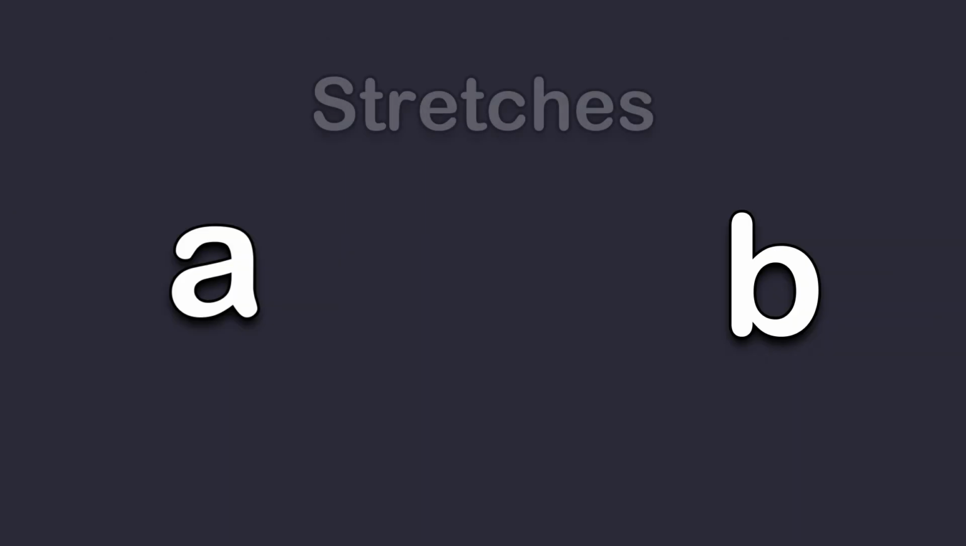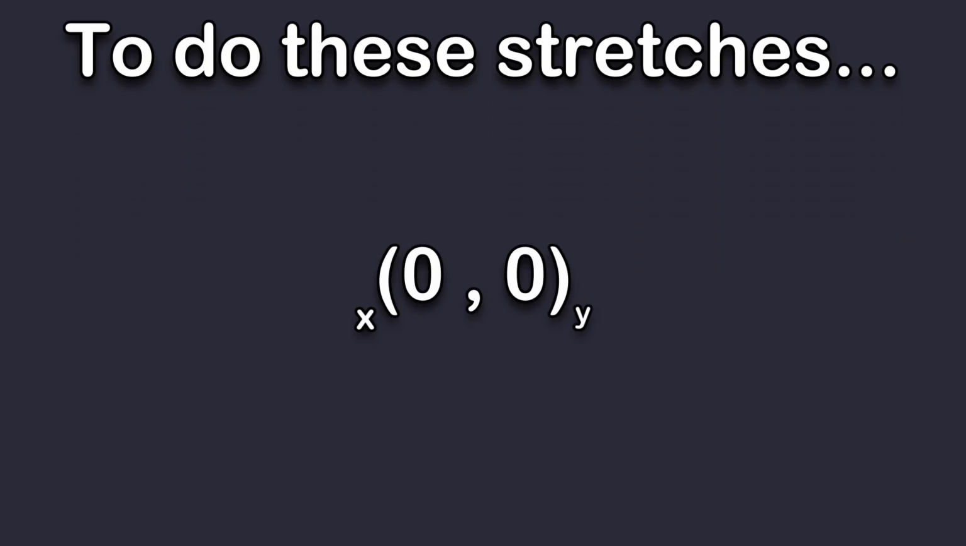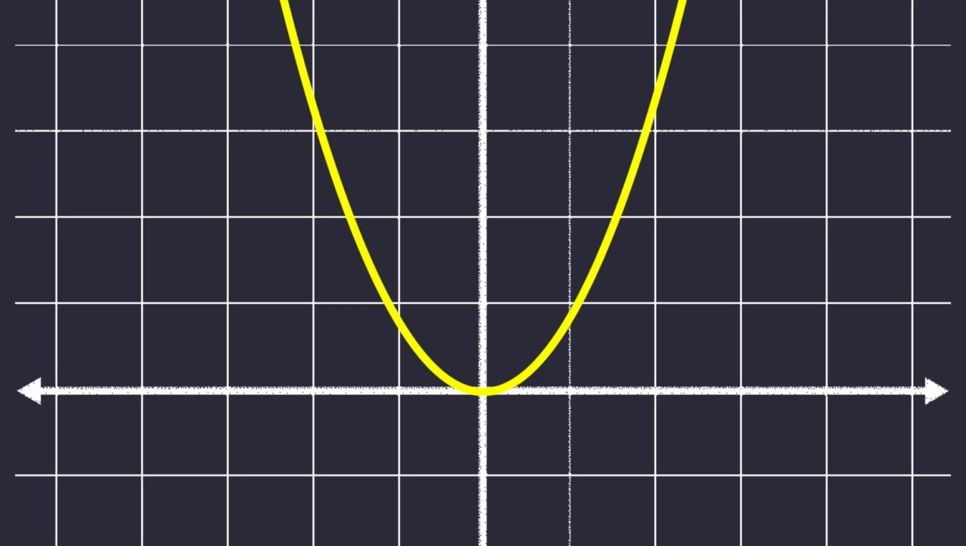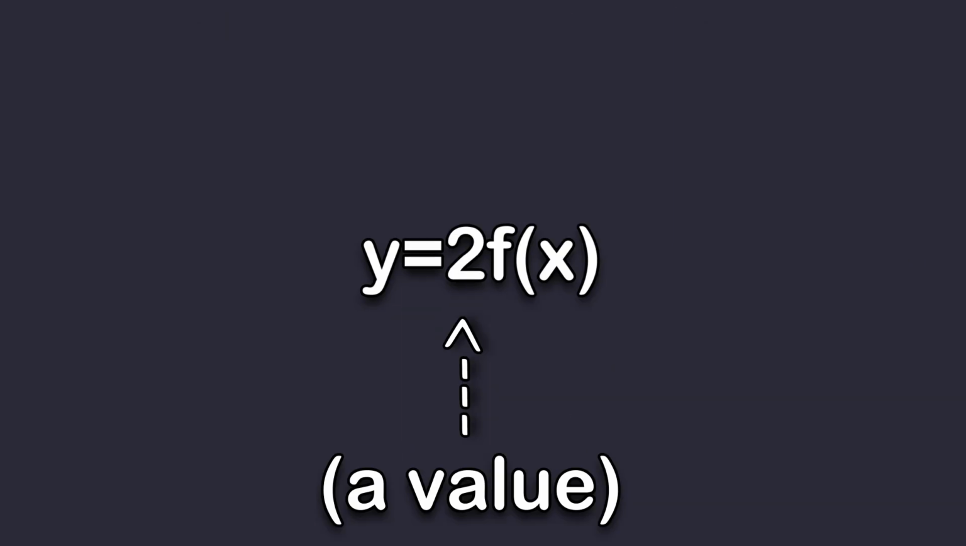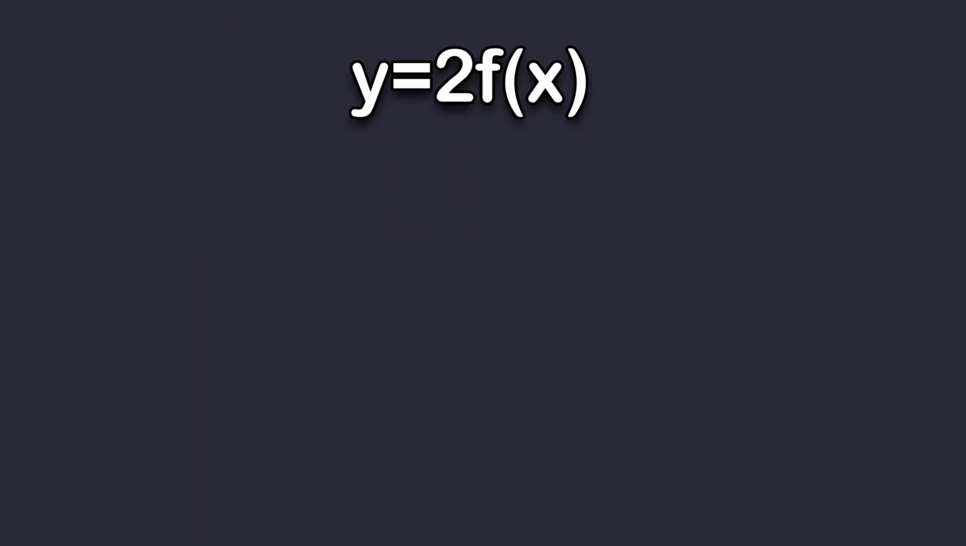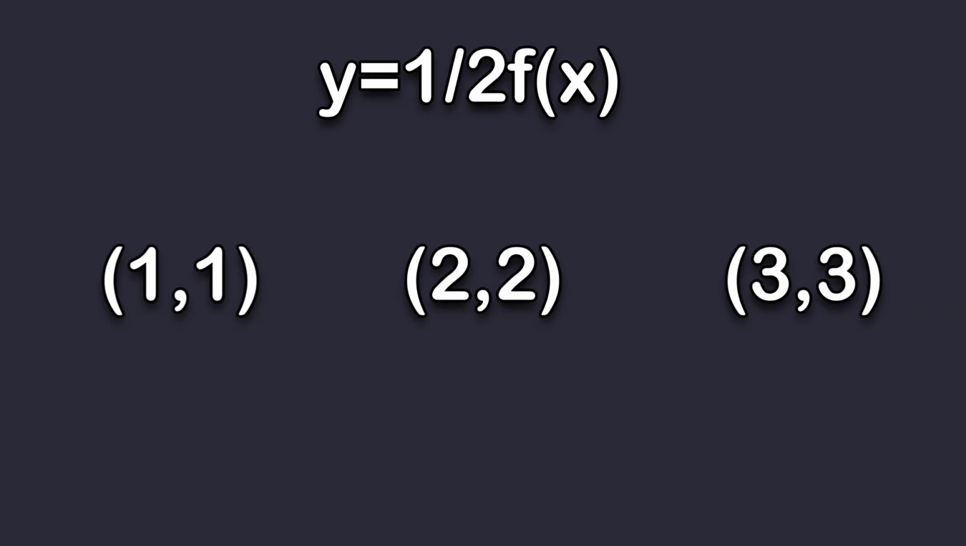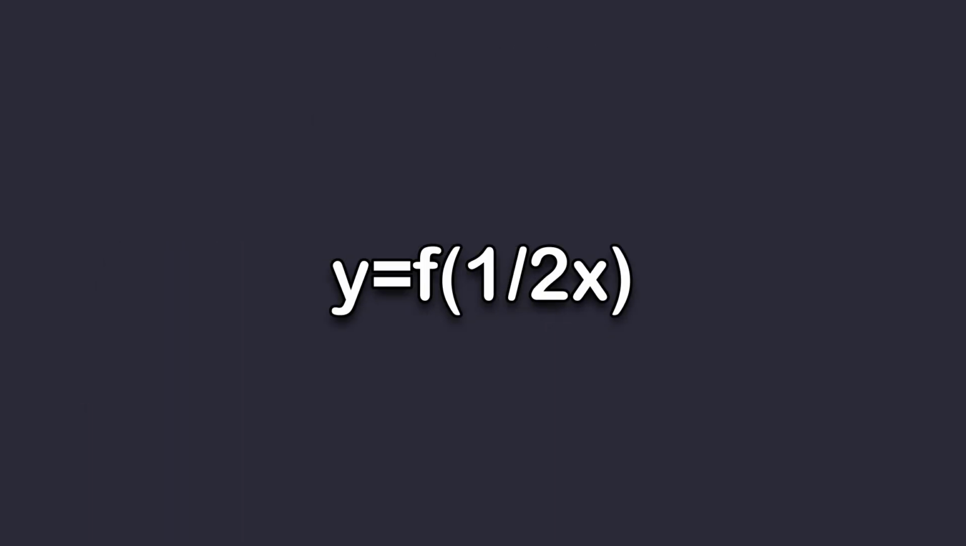Now, what about these two, a and b? A and b represent stretches that are done to the graph. A being a vertical stretch and b being the horizontal stretch. To do these stretches, you times the x or y value by the variable that is being used. For example, say your a value is 2. This will stretch the graph by a factor of 2. Conversely, if your a value was 1/2, it would stretch it by a factor of 1/2. For b values, it's the same thing.